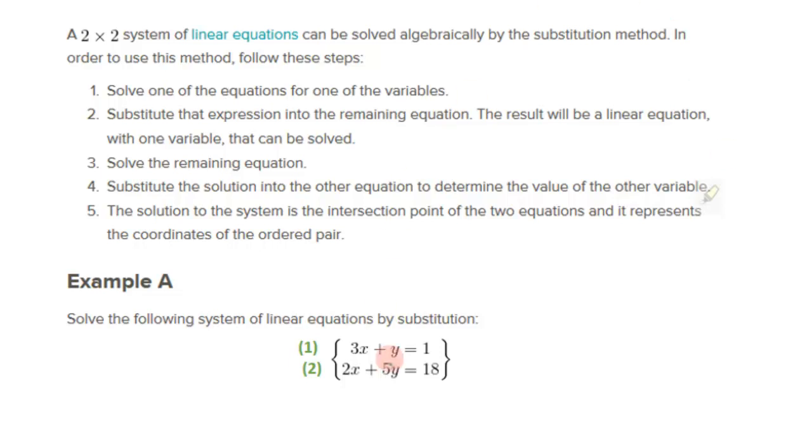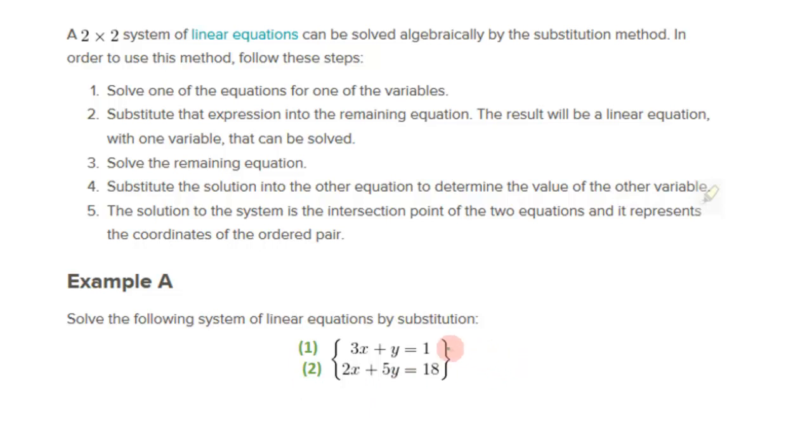So as we go through the examples, we'll go through the steps so that you can see how the steps relate to the example. Okay, so I've got example A here, and I've got a system of linear equations. They want us to solve it by substitution. I went ahead already and put these green numbers here just to tell you that the first equation is equation number 1, and then we're going to let this bottom equation be equation number 2.